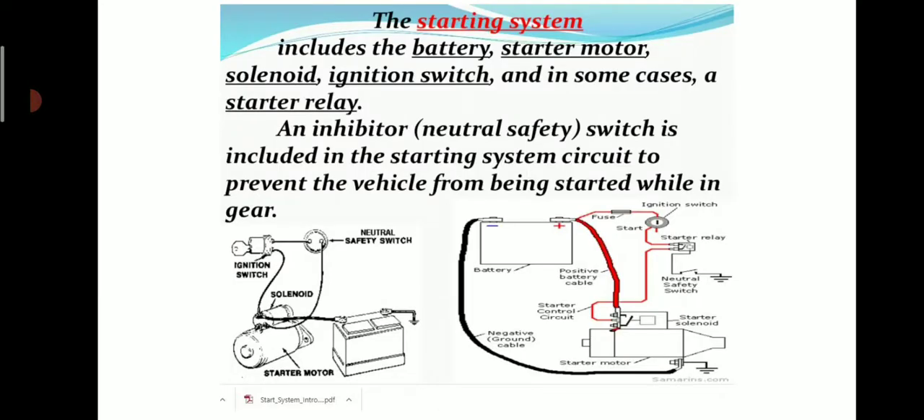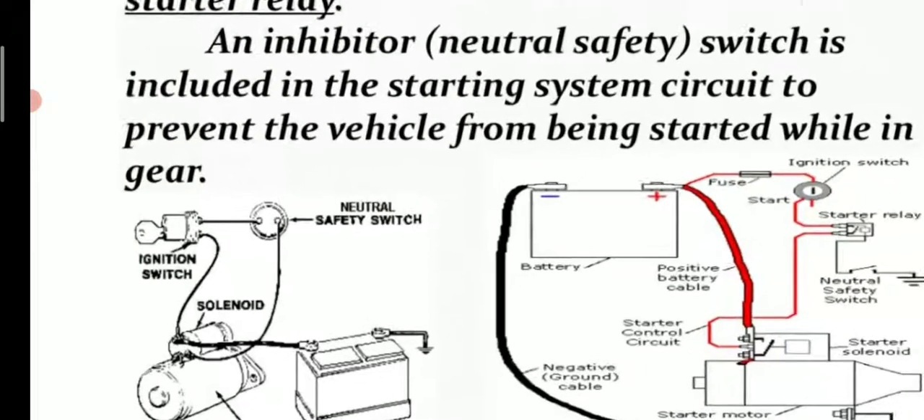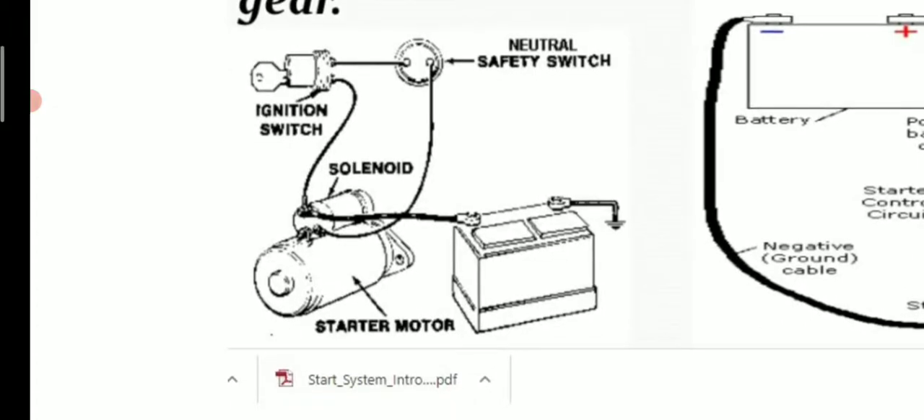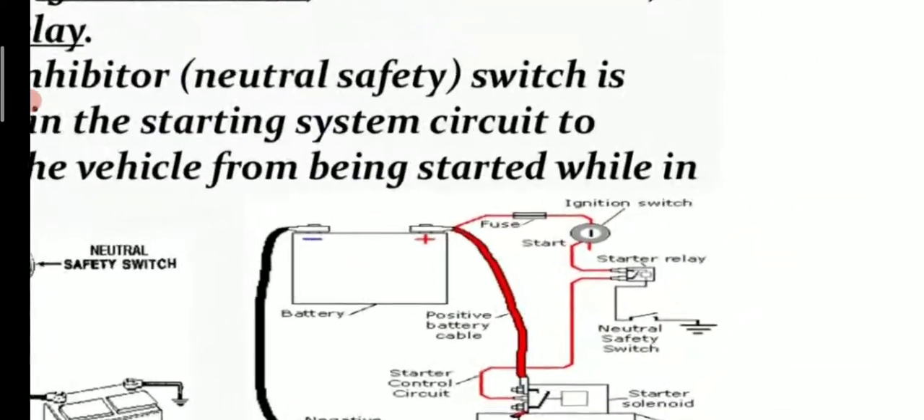So what are the components of the starting system? The starting system includes the battery, starter motor, solenoid and ignition switch. These are the four important components, and in some cases a starter relay is used. An inhibitor, the neutral safety switch, is included in the starting system circuit to prevent the vehicle from being started while in gear. So in this figure you will see the components: the battery, the starter motor, solenoid, ignition switch, and a neutral safety switch. How the connections are made, you can see in this figure also.